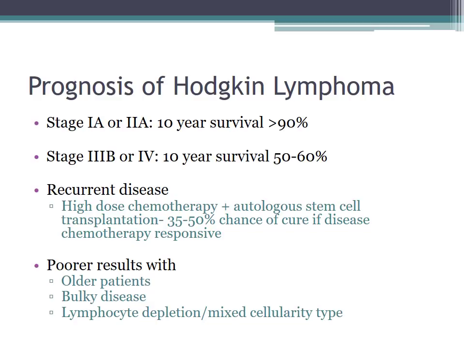If patients have recurrent disease, they are often treated with a high-dose chemotherapy and may also have stem cell transplantation, about 35 to 50% chance of cure with that if the disease is also responsive to the chemotherapy. Patients who have a poor prognosis in Hodgkin's lymphoma include older patients, patients with bulky disease. Remember, that's again those very big, greater than 10 centimeter lymph nodes. And if they have lymphocyte depletion or other mixed cellular types of Hodgkin's lymphoma, they can also have a poor prognosis.